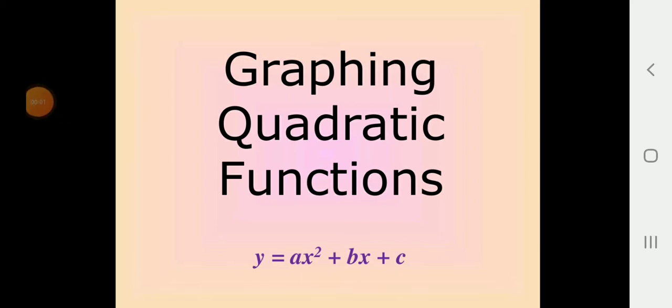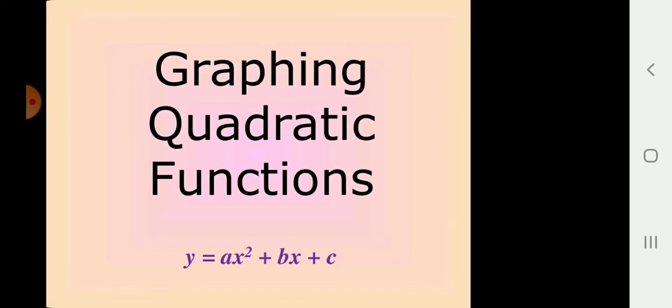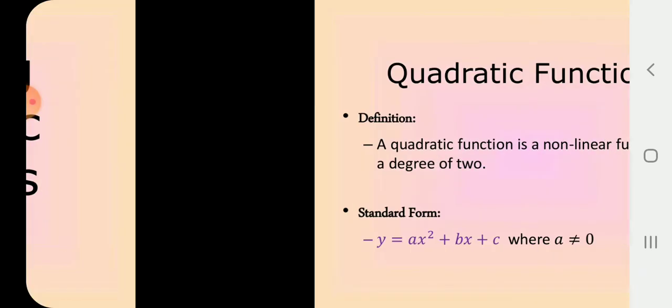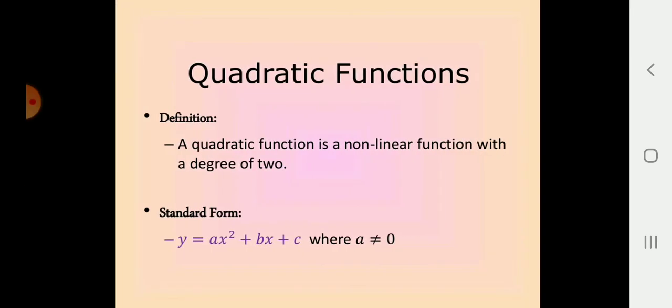Study graphing quadratic functions. So y equals ax squared plus bx plus c. So that is a formula for graphing quadratic functions.